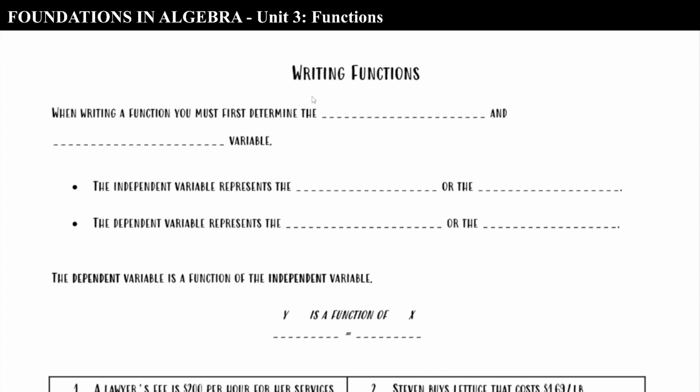When writing a function, you must first determine the independent and dependent variables. Remember, those are the variables that are going to go on your x-axis and your y-axis. So your independent variable is on your x-axis and your dependent variable is on your y-axis. The independent variable, again, represents your x-axis, or you can think of it in terms of your input. The dependent variable represents your y-axis, or you can think of it as your output.